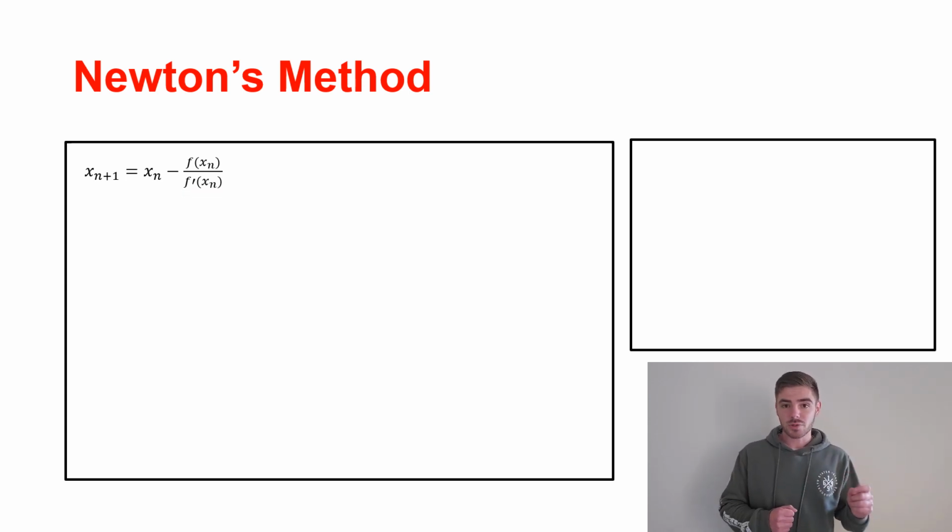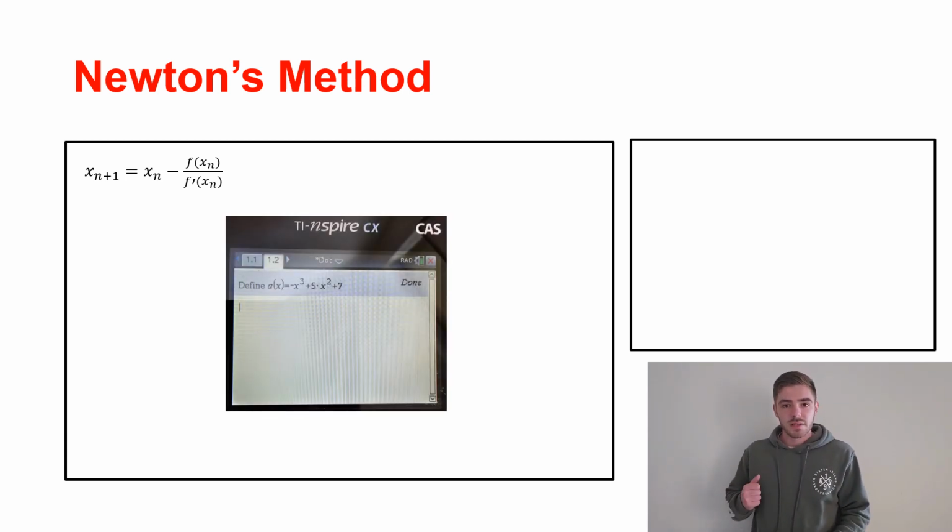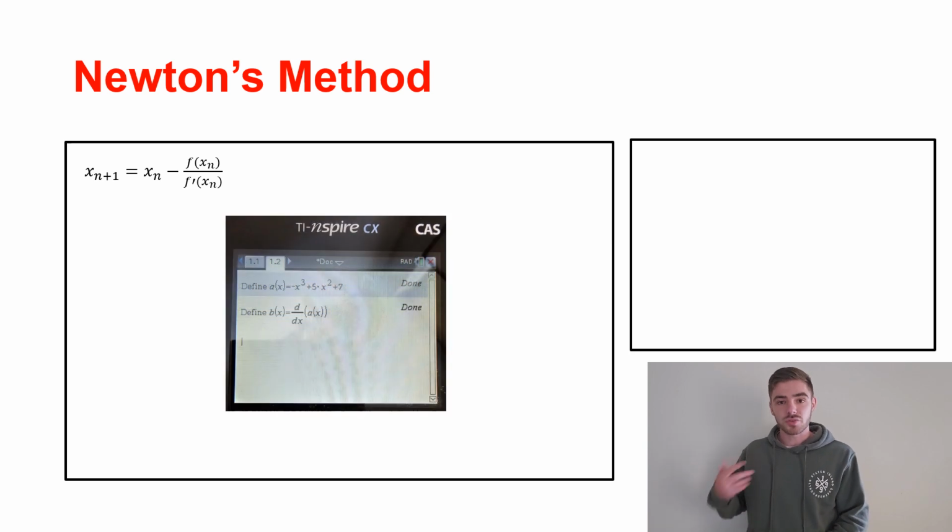The good news is, these questions are always tech active, so here's a quick method to set this up in the CAS. First, we define the function in the CAS. I'm going to use the polynomial from the previous example, and I'm going to call it a of x. Next, you're going to define the derivative of that function as another variable, which I'm going to call b of x. This is important. Make sure you define the derivative with respect to the previous variable. Don't just type out the same rule. This will become important later.